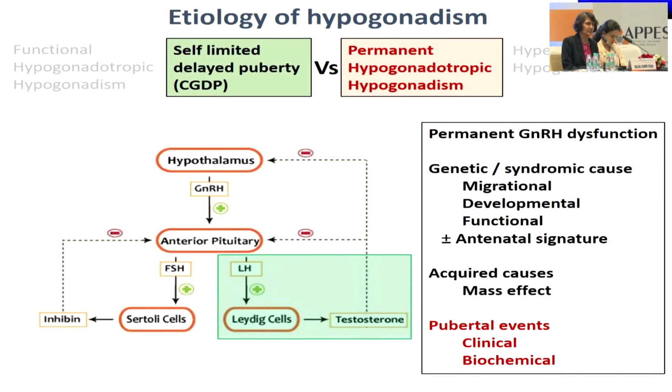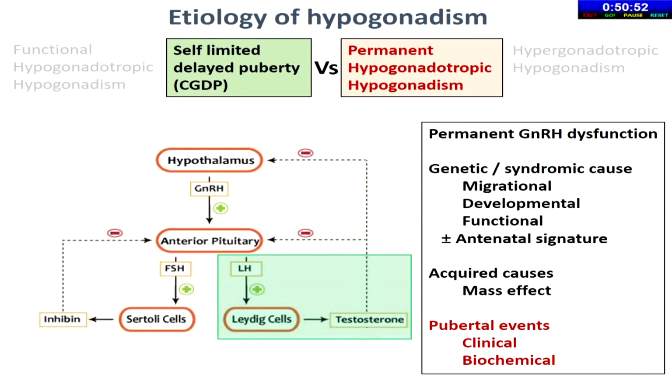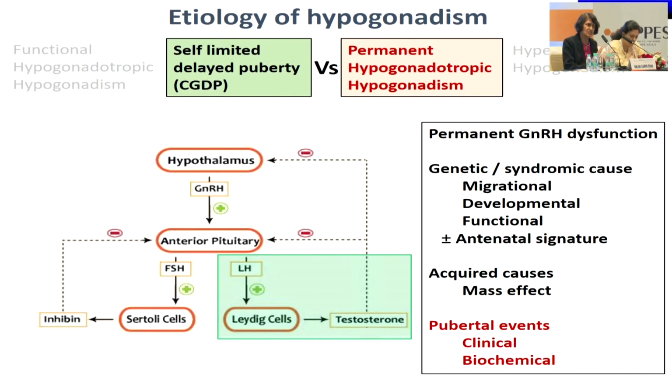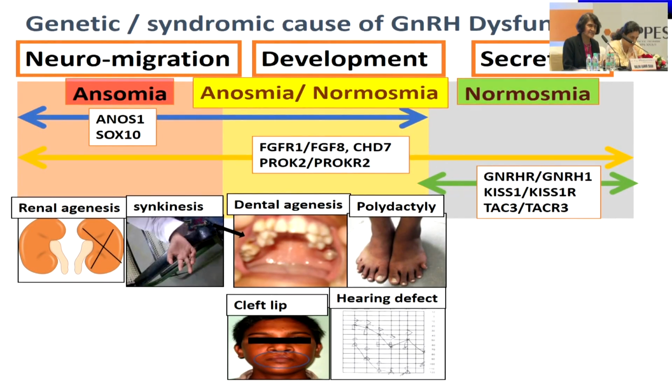And when we are talking about a differentiation between a self-limited change in the tempo of puberty versus a permanent state of hypogonadotropism, we understand that there are multiple test parameters available to us to find out the functioning of the hypothalamo-pituitary axis, Sertoli cells, and even the Leydig cells. These test parameters are something that we are quite conversant with, and we'll come back to it.